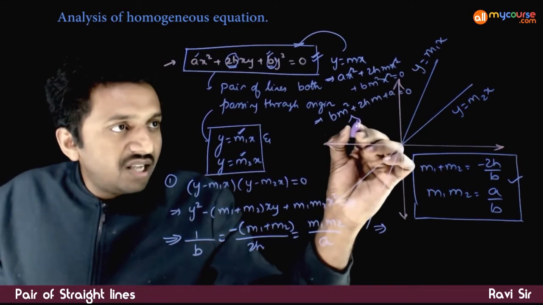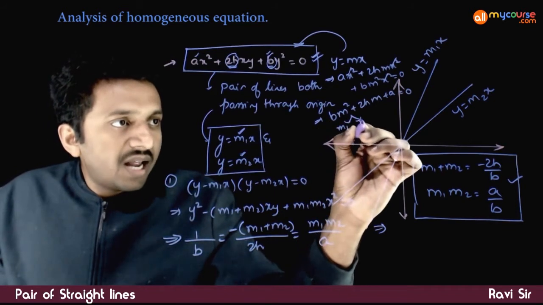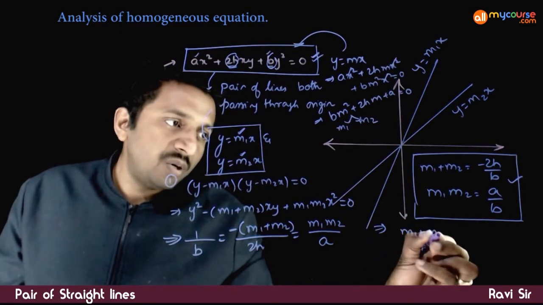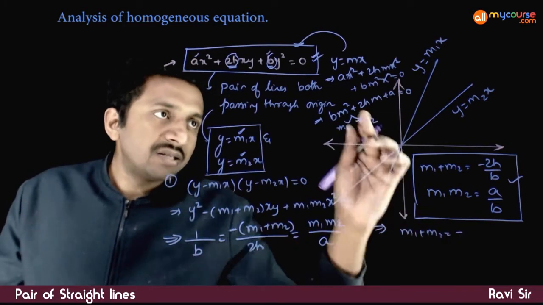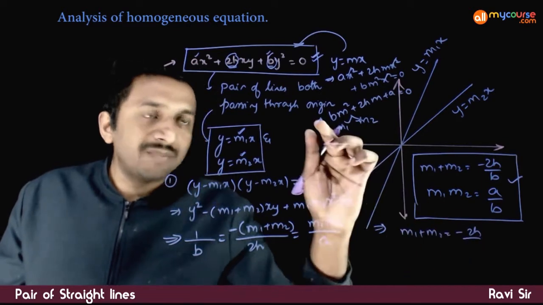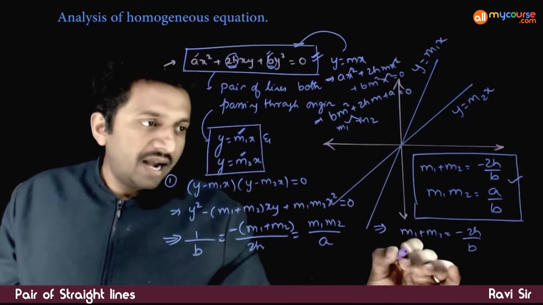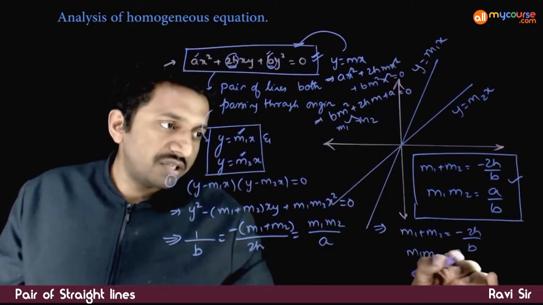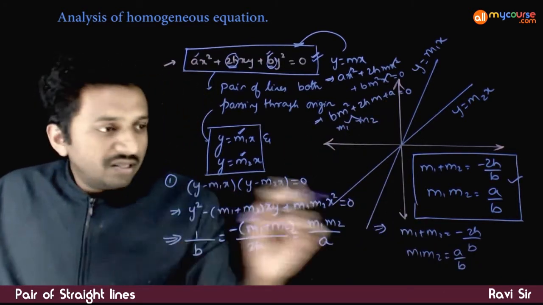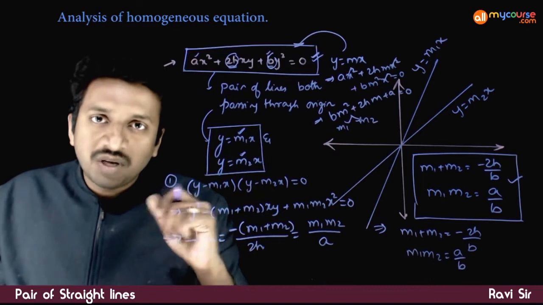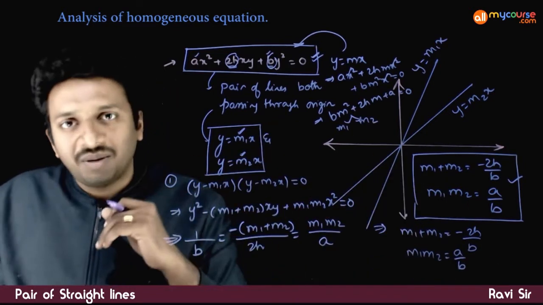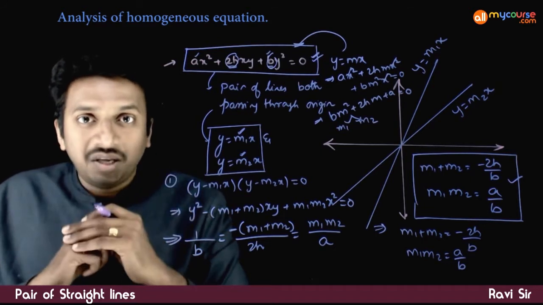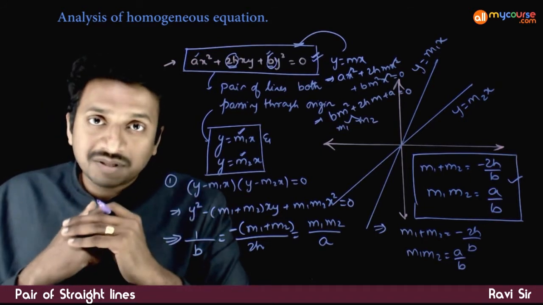If the roots of this equation are m1 and m2, what is the sum of the roots? m1 plus m2 is equal to minus of m coefficient by m square coefficient, and m1 m2 is equal to constant by m square coefficient. So m1 plus m2 is minus 2h by b, m1 m2 is a by b. So let us see how we can apply these equations while solving problems.